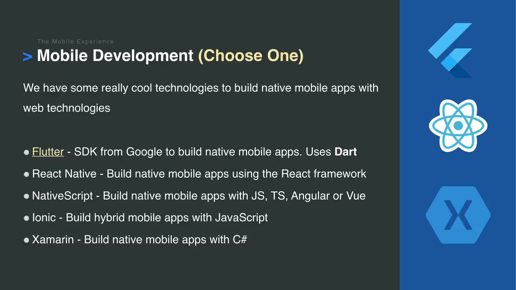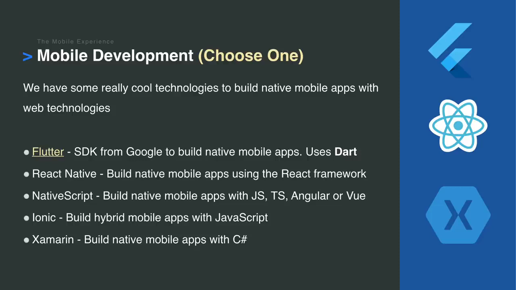And then you also have React Native, which would probably be my second choice. You can build native mobile apps with the React framework. It doesn't use React DOM, so it's a little different in terms of syntax, but the overall structure, the components and stuff like that, if you know React, then you're going to pick up React Native really quickly. NativeScript, you can use a bunch of different things with NativeScript to build native apps. You can use vanilla JavaScript, TypeScript, Angular, or Vue.